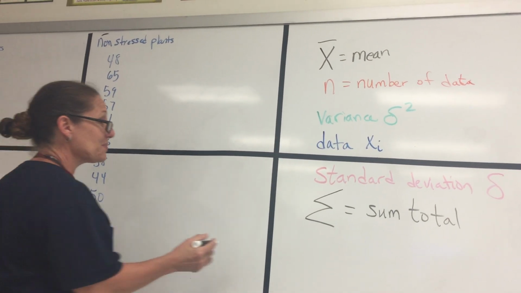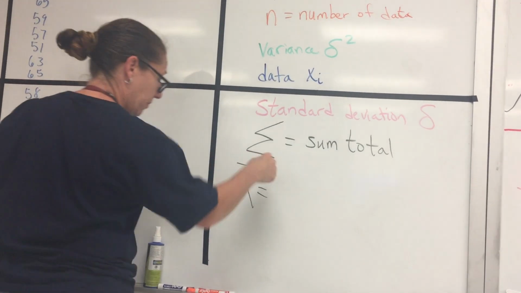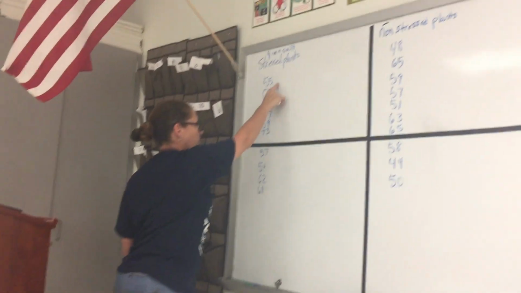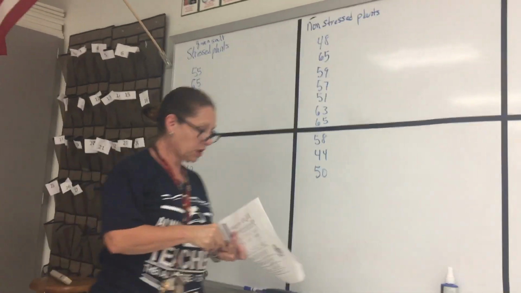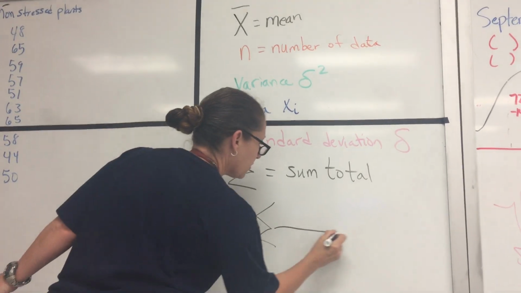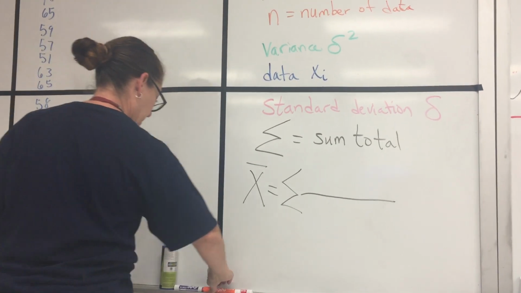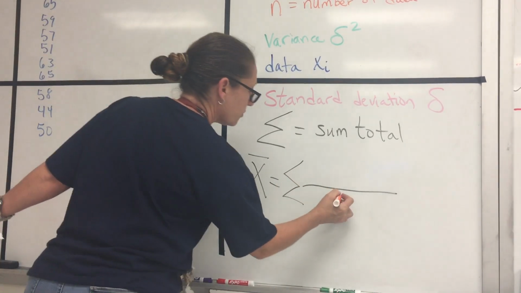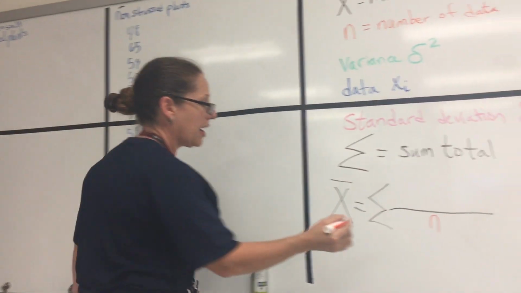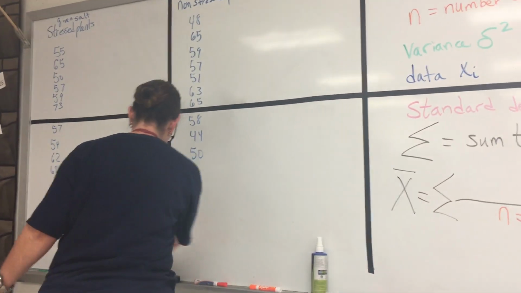The way you find the mean average is you find the sum total of adding all the data. So here's all our data here. We're going to add that up, and then we're going to divide it by the number of pieces of data, n. If we counted all these, we have 10 here, so n equals 10.